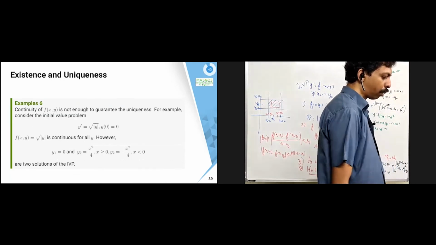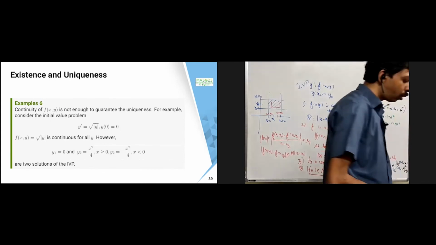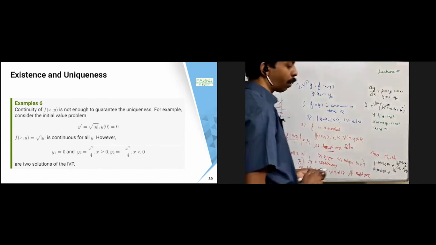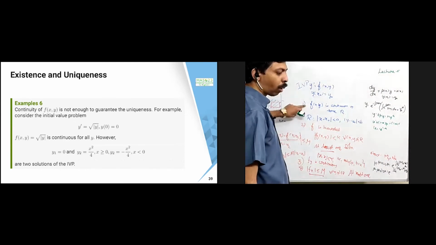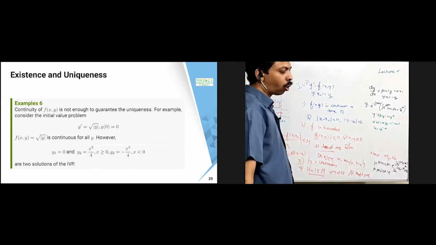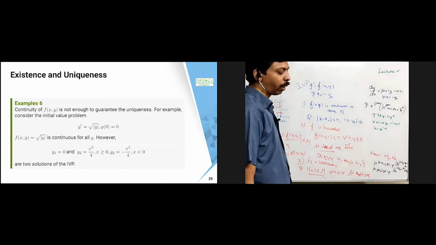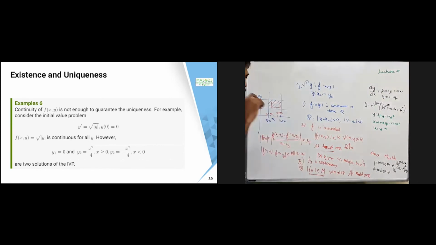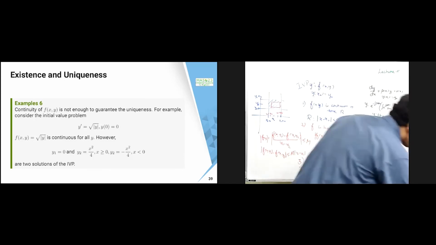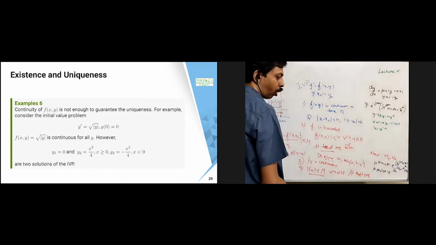Okay, this can be replaced. So let's say a simple problem. Suppose we have only continuity. That is not going to guarantee the uniqueness. If you have continuity, it is not going to guarantee the uniqueness. So for example, consider the initial value problem: y' equal to square root of y, and y(0) equal to 0.